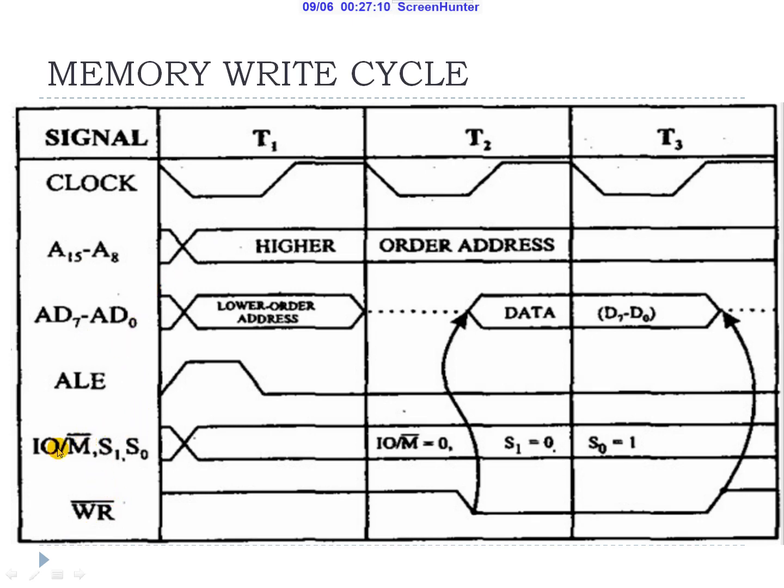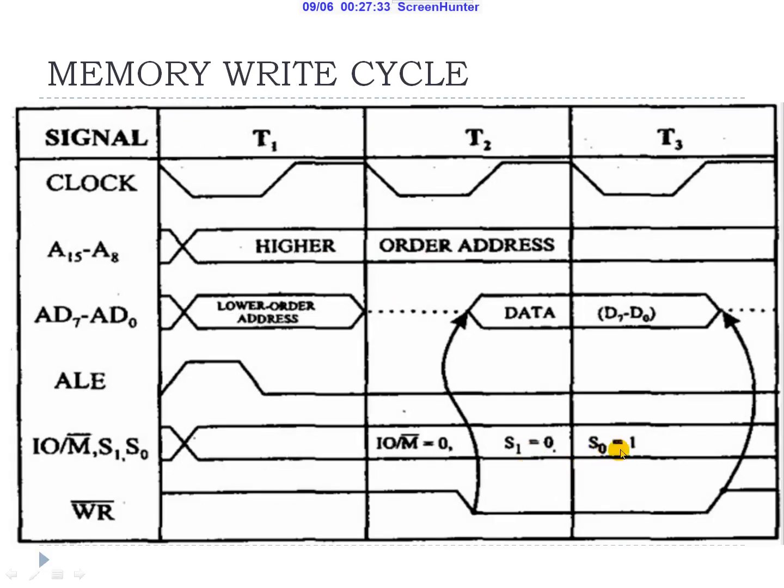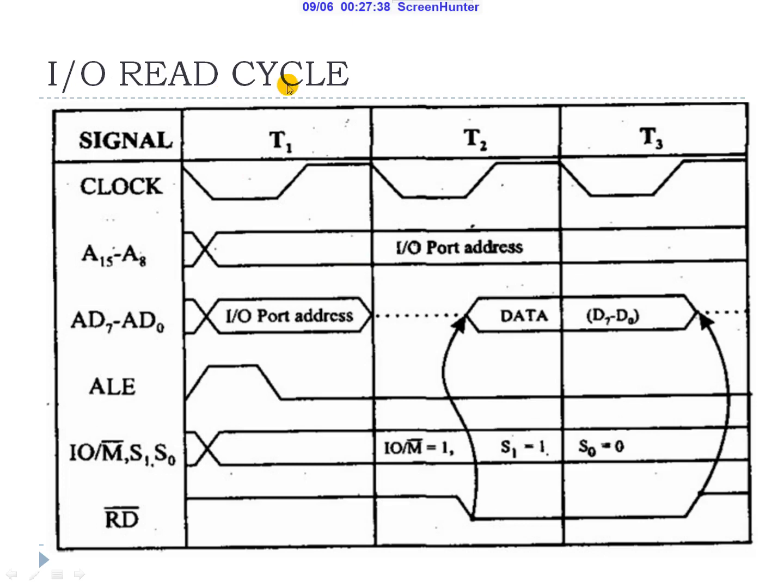Also, for the memory write cycle, the input output bar memory bar signal will be 0, and S0 is 1 and S1 is 0. So we have seen that in the memory read cycle S0 is 0 and S1 is 1, but conversely, S0 is 1 and S1 is 0 for the memory write cycle. The input output read cycle is the same as that of the memory read cycle, and the difference is that you will have the input output memory bar as 1.